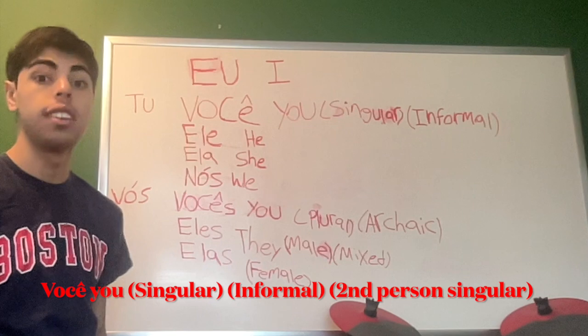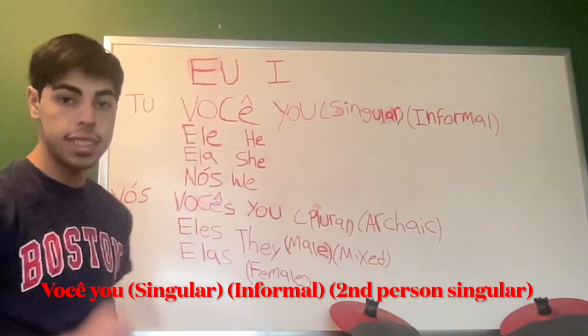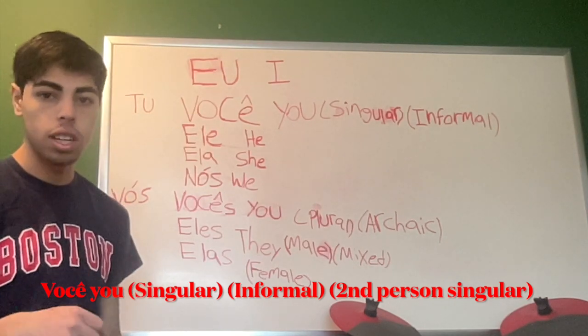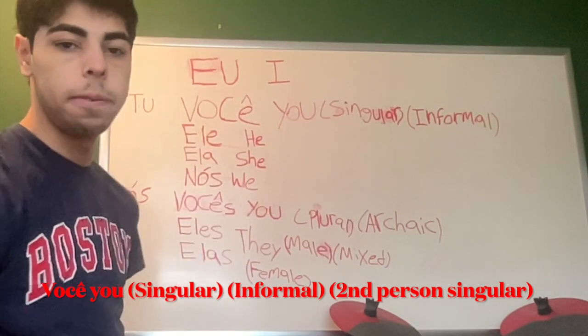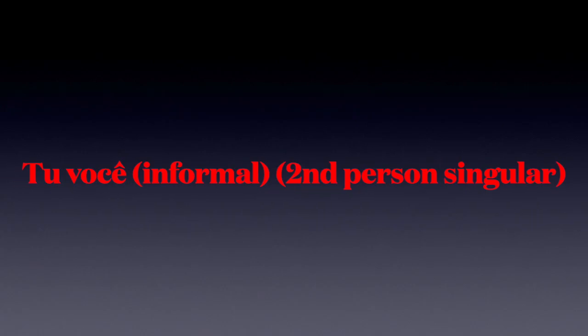I went over that in the last video if you want to check it out. This is the second person singular pronoun, which you use when you're referring to the person being spoken to. "Tu", the example that I gave you, is informal, second person singular. And another singular one would be "você".